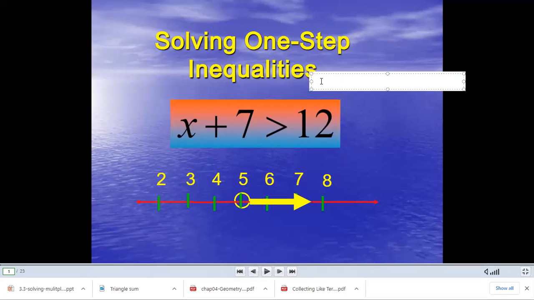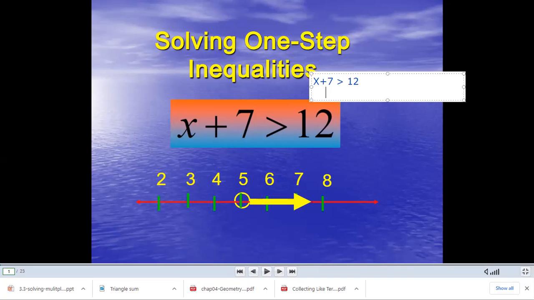We have x plus 7. Yes, Dana. Because 5 plus 7 equals 12, then the x is 5, but we need to make it bigger than 5. Bigger than 5, yes. If I ask you to express how you found the value of x?